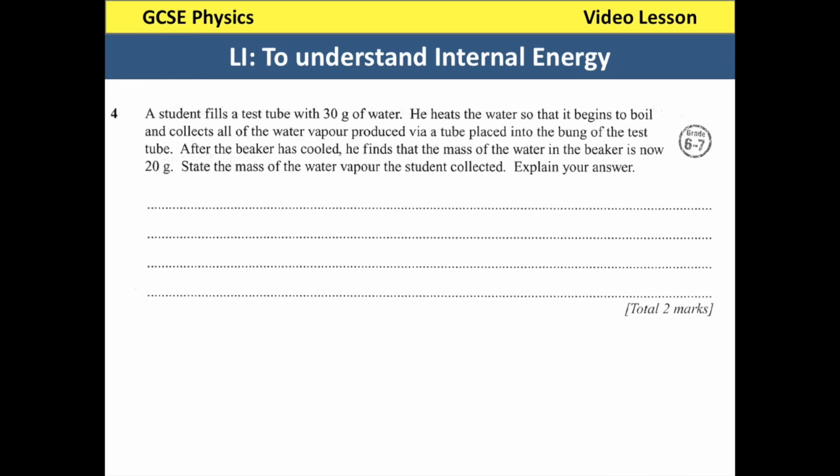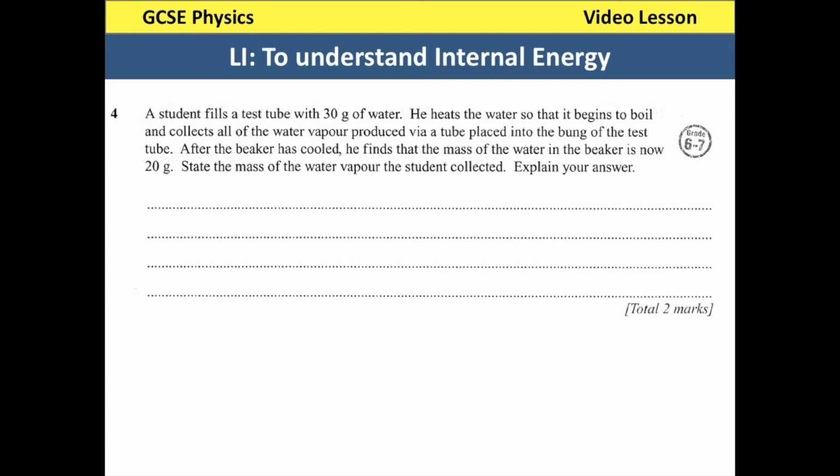Question number 4. A student fills a test tube with 30 grams of water. He heats the water so that it begins to boil and collects all of the water vapour produced via a tube placed into the bung of the test tube. After the beaker has cooled, he finds that the mass of the water in the beaker is now 20 grams. State the mass of water vapour that the student collected.